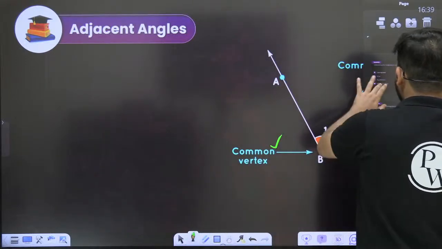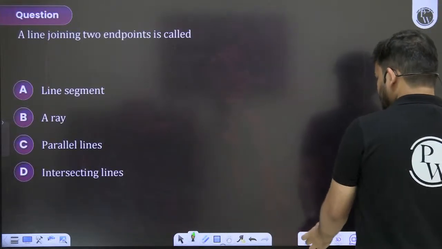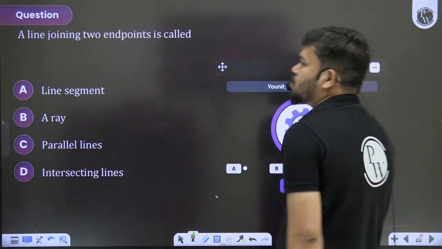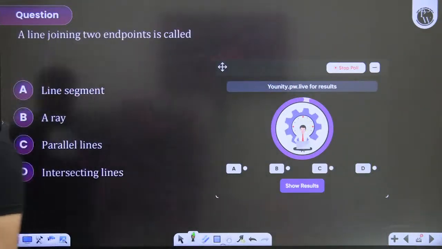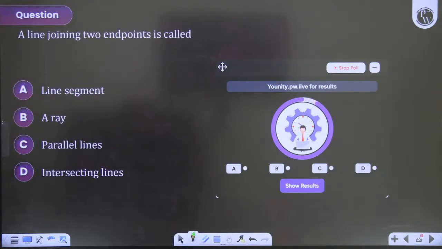Right, chalo, first question on your screen. Give it a try. Write down your answers in the chat section.